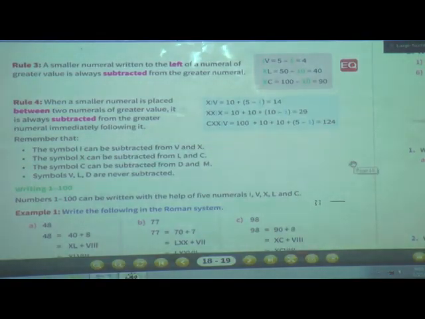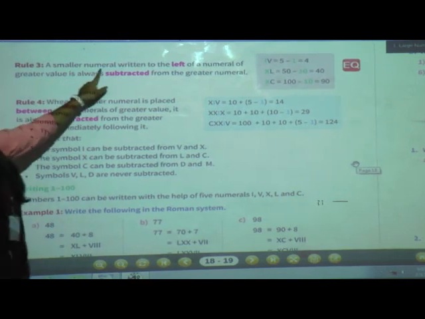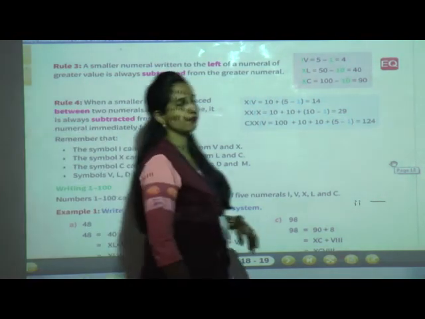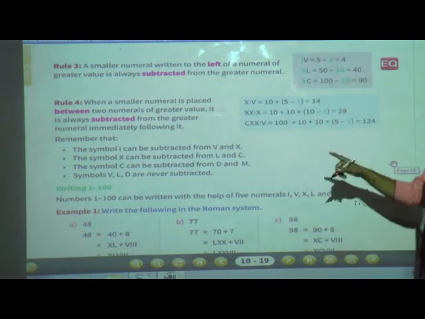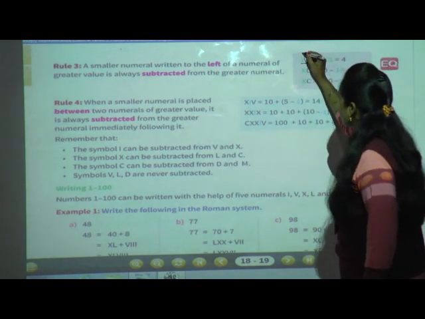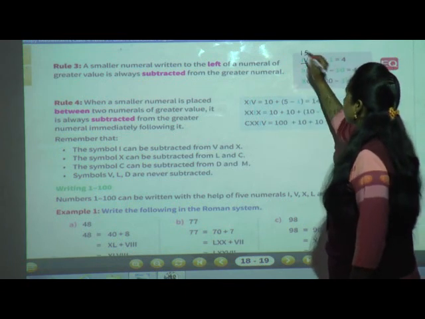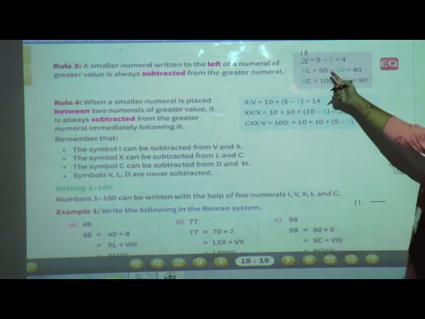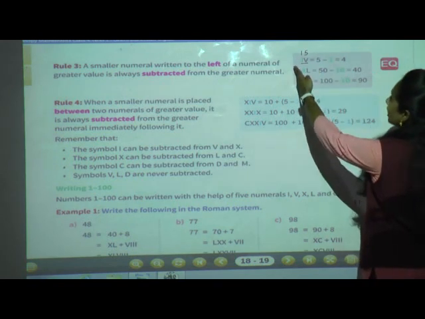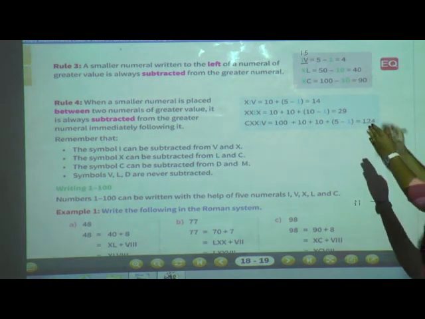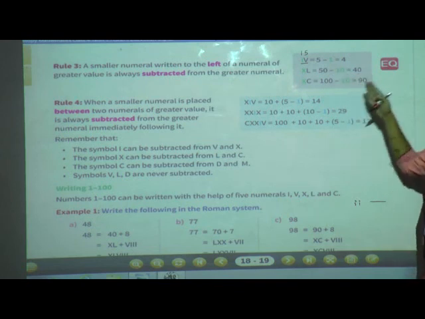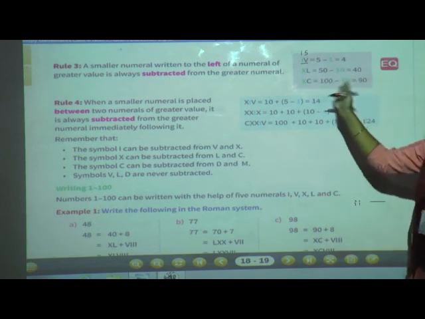Now we will see the third rule. What is the third rule? A smaller numeral written to the left of the numeral of greater value is always subtracted from the greater numeral. For example, see this. I and V. I represents 1 and V represents 5. So how is it written? A smaller numeral written to the left side of greater value, isn't it? So whenever it is like this, what we have to do? The value is always subtracted from the greater value.